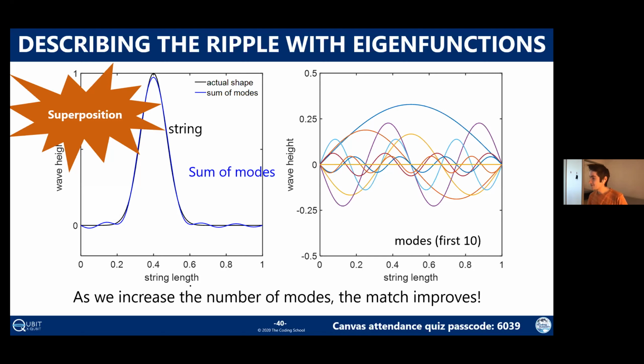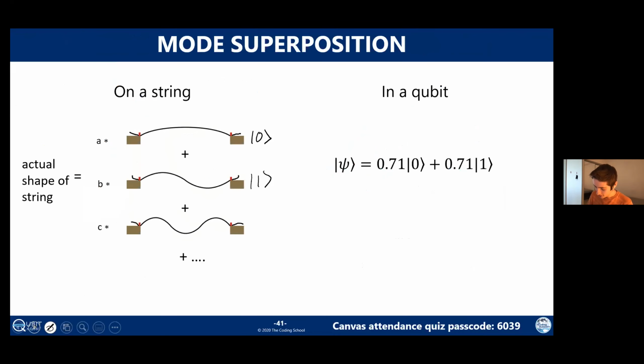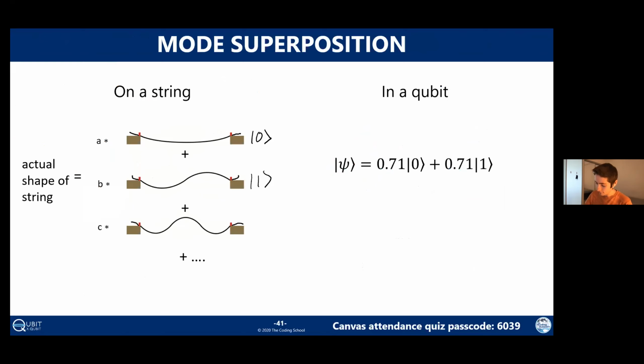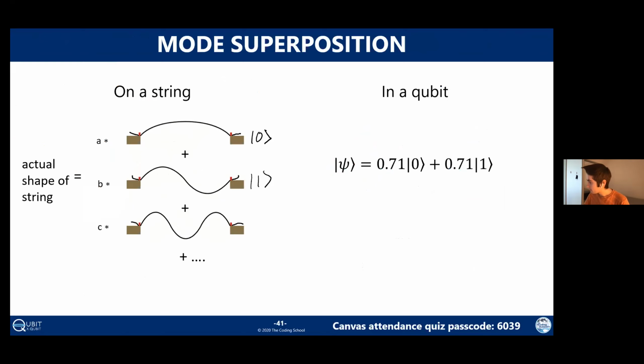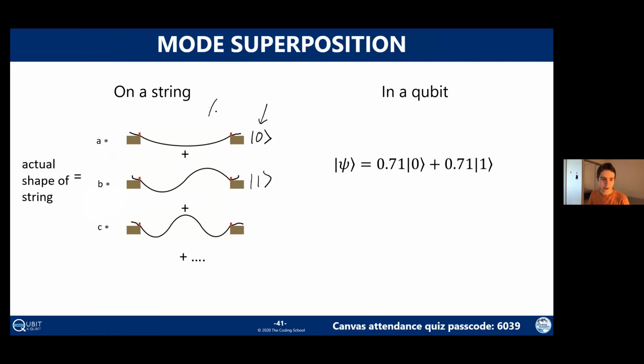So different modes are different eigenstates, exactly. There was a slide earlier in the presentation, I won't go back to it, but here I wrote it, where the eigenstates, exactly as you said, are ket 0 and ket 1. Those exactly correspond to the modes of vibration 1 and 2.